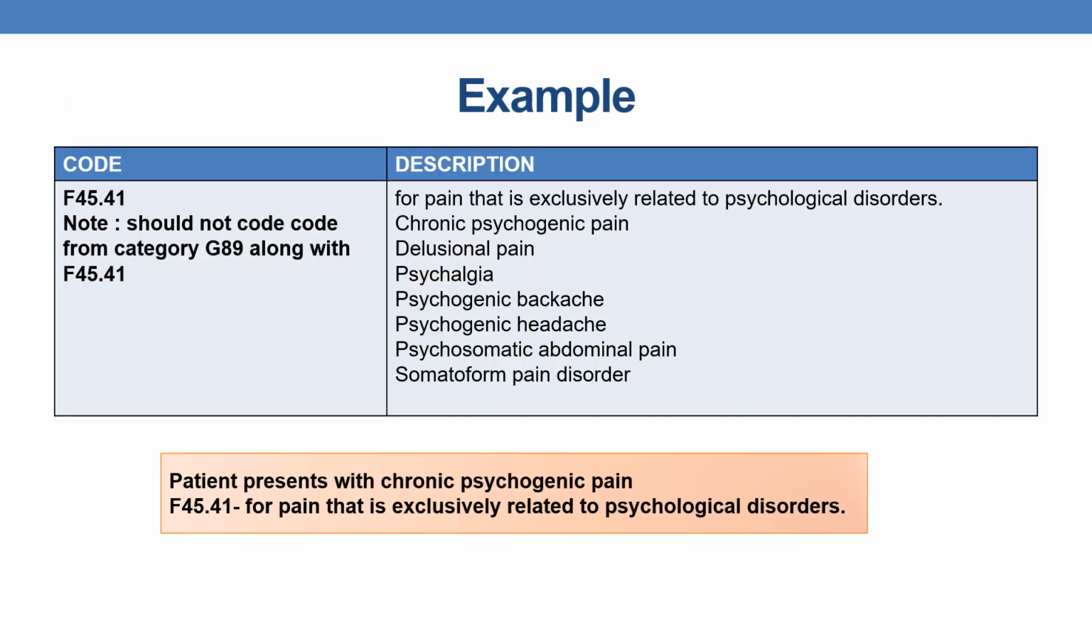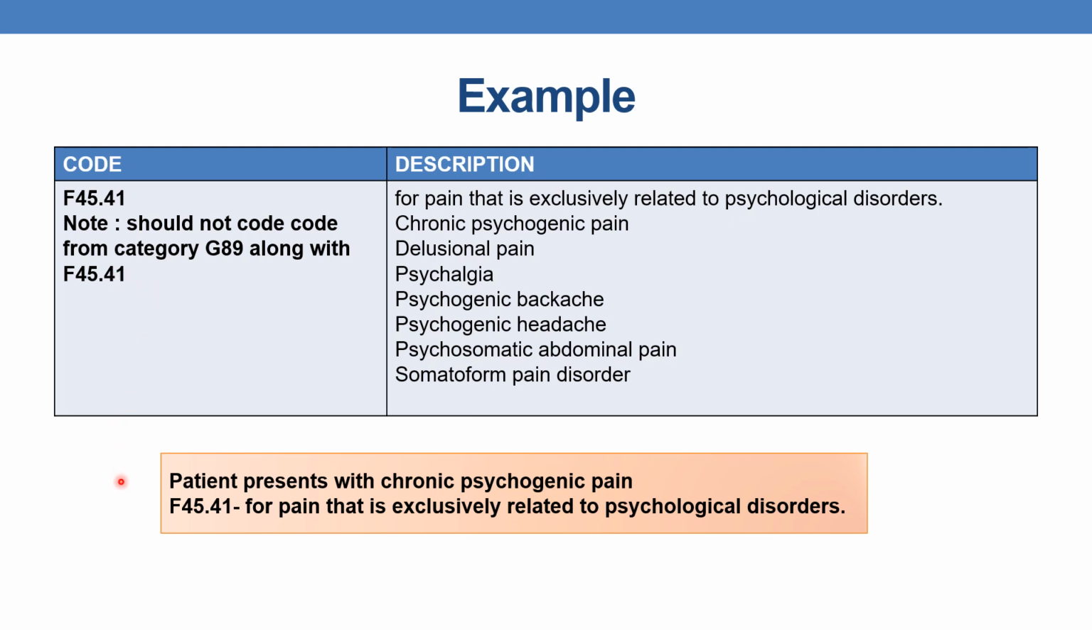Now let us see an example. If you see the description of F45.41, it indicates pain that is exclusively related to psychological disorders. The other synonyms are chronic psychogenic pain, delusional pain, psychalgia, psychogenic backache, psychogenic headache, psychosomatic abdominal pain, somatoform pain disorders. These are some of the related terms. If the physician documents any of these terms, then you need to code F45.41. And the note is we should not code from the category G89 along with F45.41.